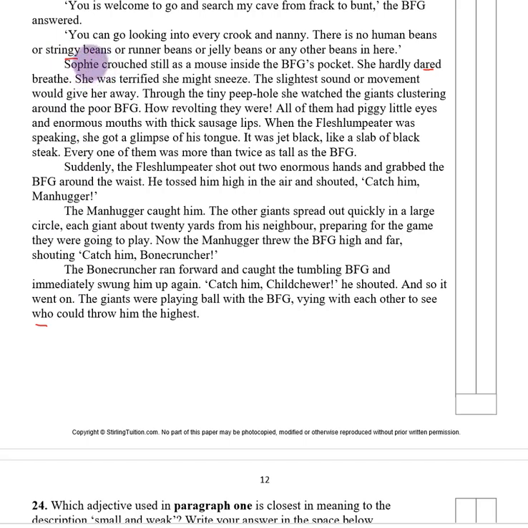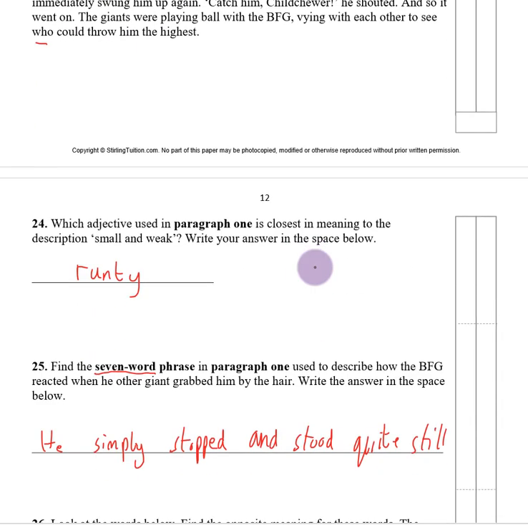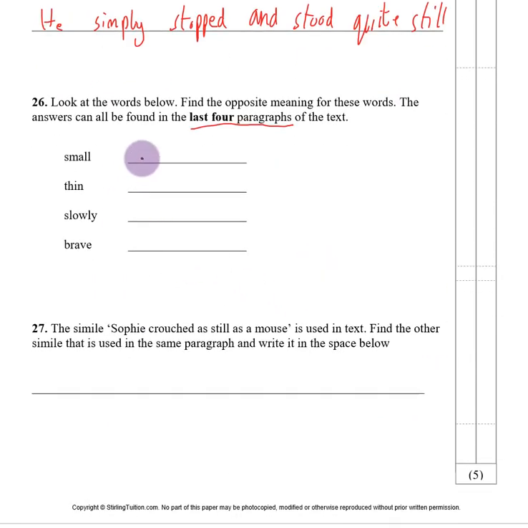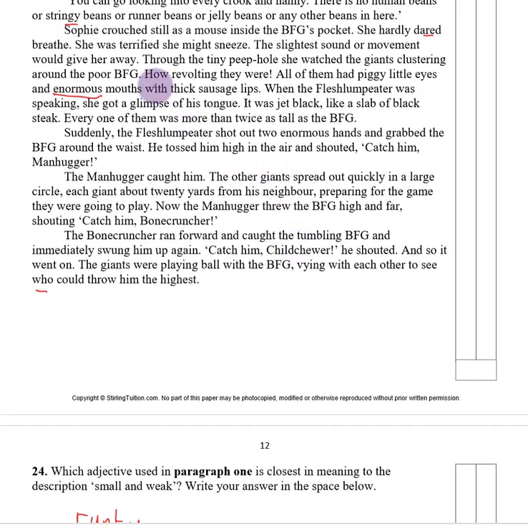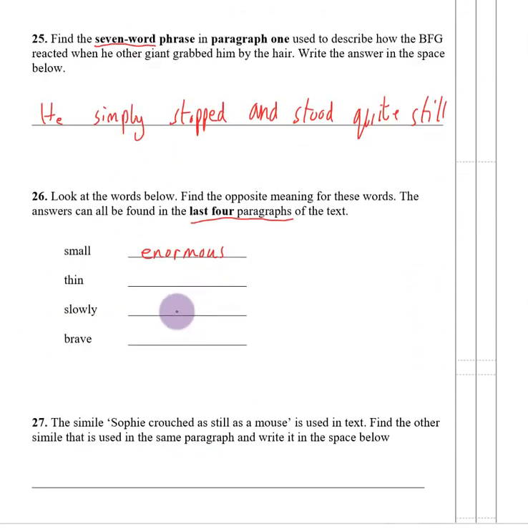So something that's the opposite to small is like big, or something that relates to big. And if you actually look through, it's here twice. And if I find it, where are we? Enormous. The enormous mouths. So that would be the opposite for small. So we'll put in enormous. And if you think thin, the opposite to thin is thick. And that actually comes up when he's describing the thick sausage lips. So that will be thick.